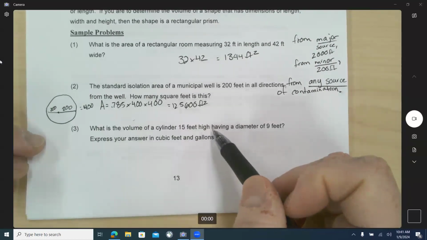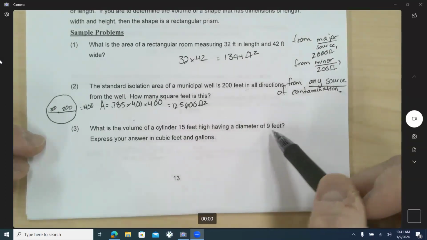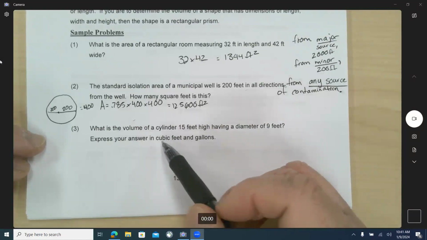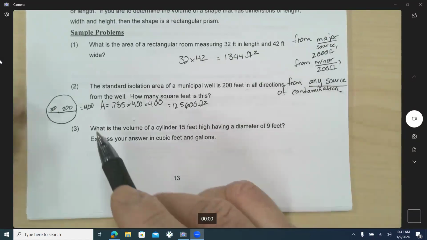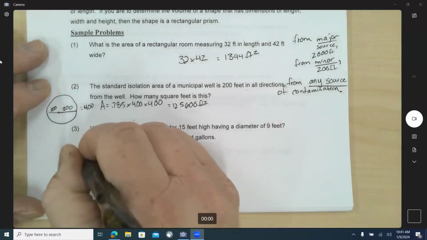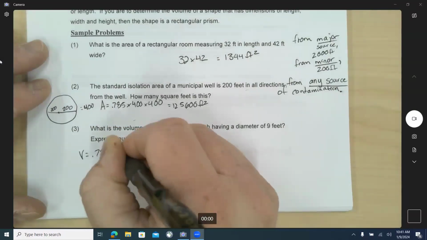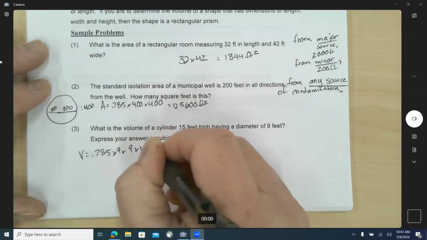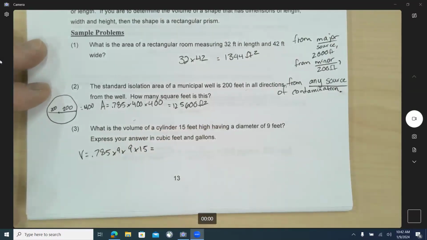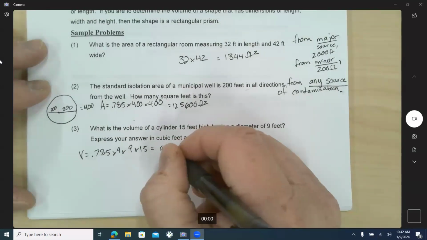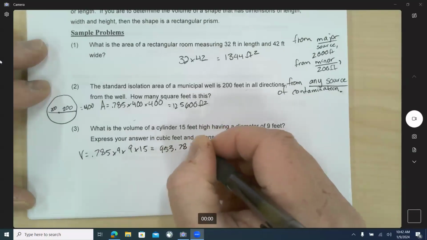What is the volume of a cylinder? It's 15 feet high, has a diameter of 9 feet. Give me it in cubic feet and in gallons. Okay. So first off, I know the volume is 0.785 times my diameter times my diameter times my height. And since I need the answer in cubic feet and gallons, I'm not going to shortcut this. I got to do it twice anyway. So this gives me 953.78 cubic feet.